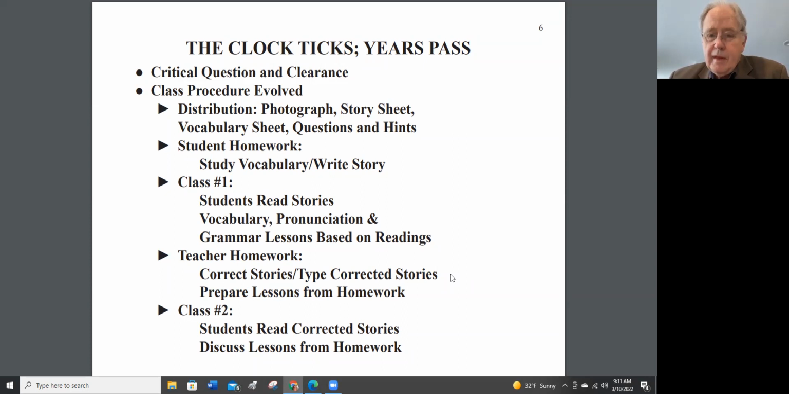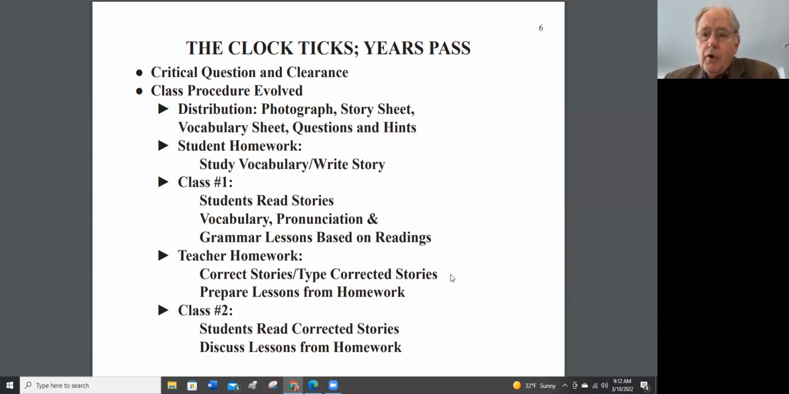And I did. And over time, a procedure evolved in the class where I would distribute a photograph and a story sheet and a vocabulary sheet and questions and hints. And the students would write a story. And then they'd study the vocabulary and they'd write a story. And in the first class, they'd read the story. And that led naturally to vocabulary, pronunciation, grammar lessons based on their reading of their own stories.